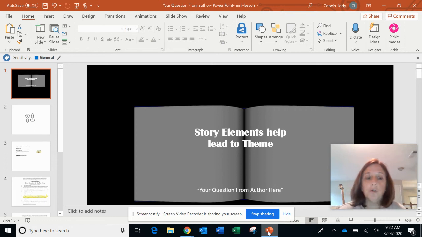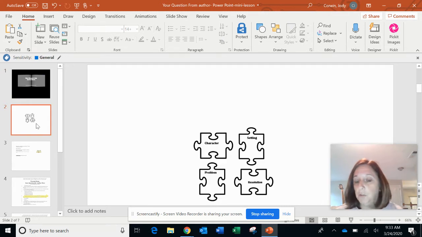Okay, I wanted to give you some tips when you're looking at the question on how to find the theme. What I wanted to remind you of is how the story elements help a fiction story lead the theme. If you remember the puzzle pieces that we talked about before, we have character, setting, problem, and resolution. And all of these have to be present in a fiction story to help develop that theme.